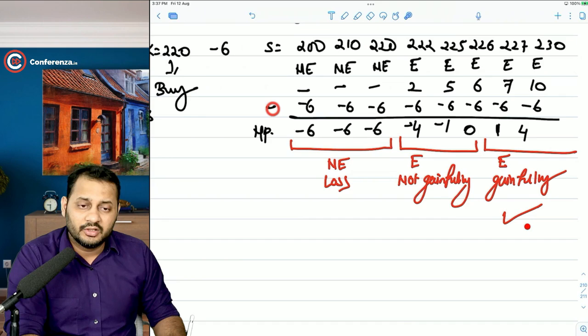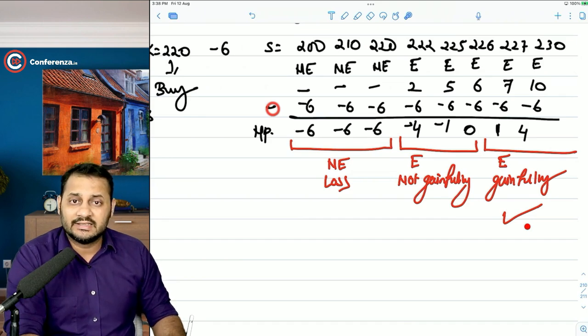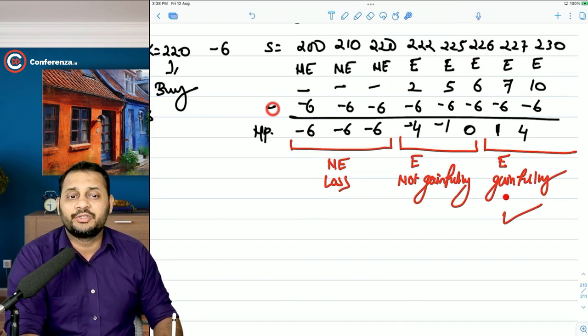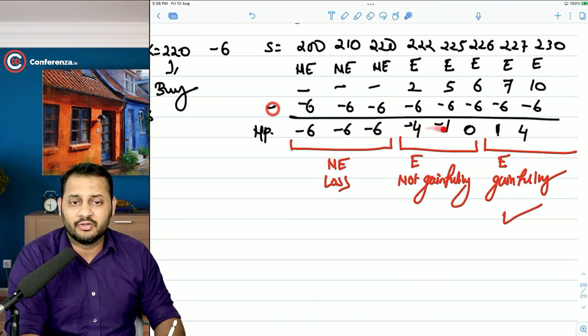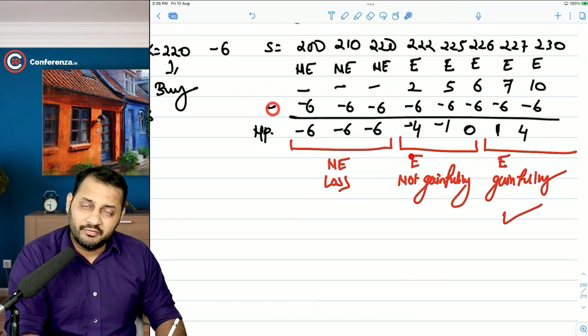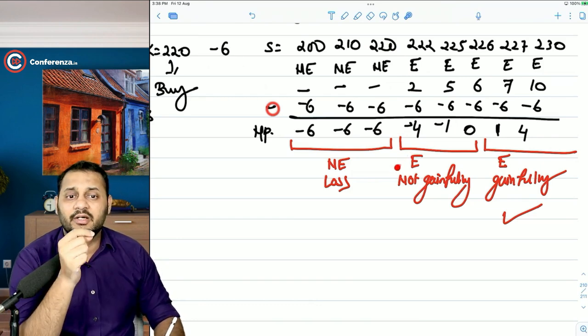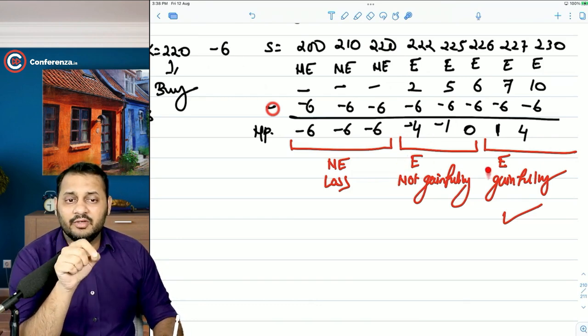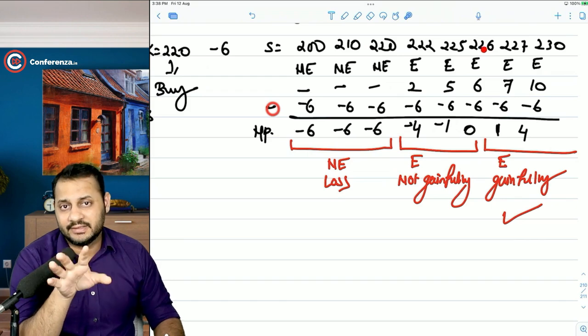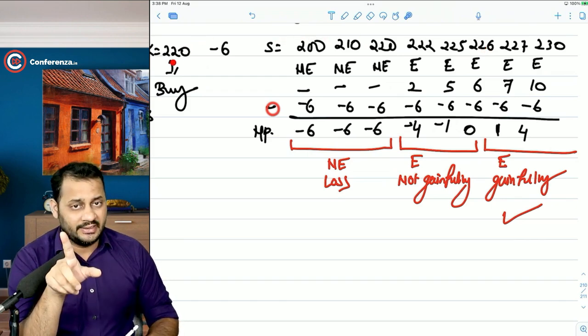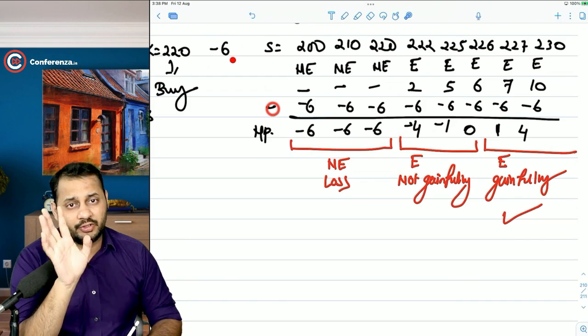So are you comfortable with the answer now? The answer is anything after 226 will be a point where you will exercise the option gainfully. A lot of people will say that 220 is the price after which we are going to exercise. No, after 220 we are surely going to exercise, but not gainfully. Gainful exercise will start after 226. Have you understood?